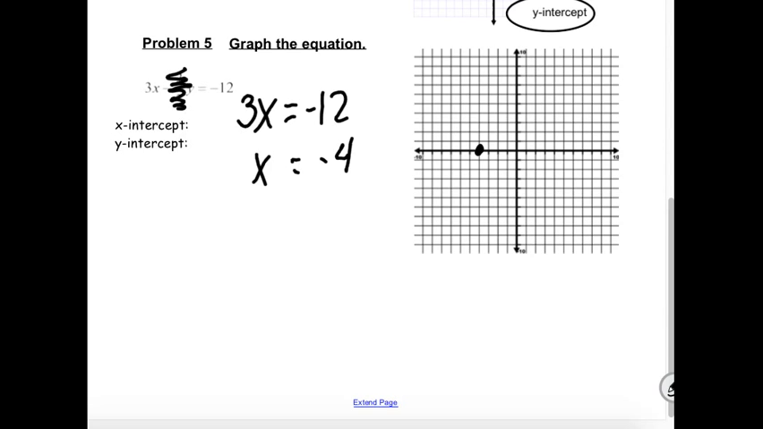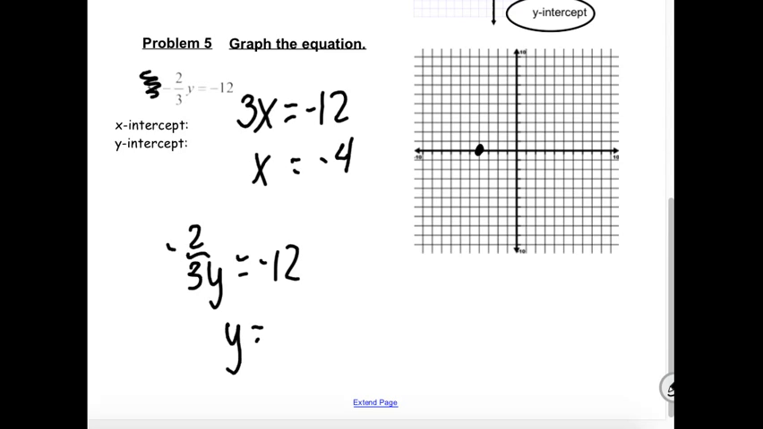Y-intercept, same thing, except this time we're going to cover up the x. So we have negative 2/3 y equals negative 12. If you divide negative 12 by negative 2/3, you get y equals 9. So you've got to go up to 9 on your graph and draw a line. Don't forget your arrows.